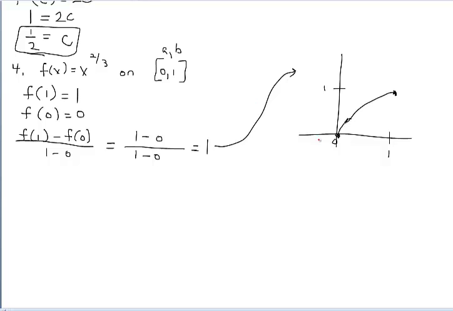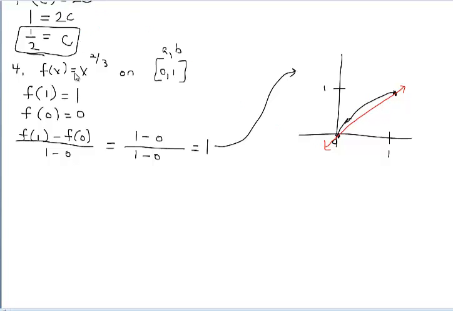Okay, so changing colors here, what's a graphical representation of the value of 1? Well, it's actually going to be the slope of the line through the endpoints like this. So that's the secant line. So where on this curve would the slope of the curve be the same as the slope of this line? I'm not going to dare try and find that c value. I didn't do so well in the last one, so we'll just let it play out.